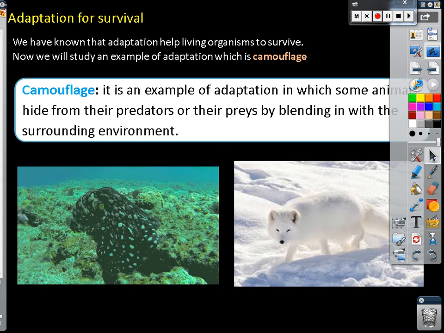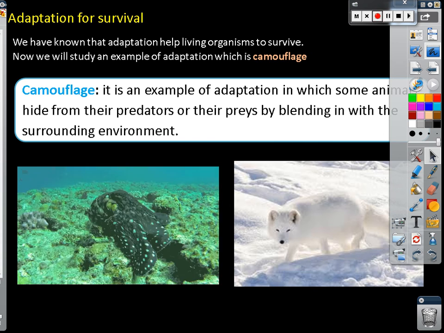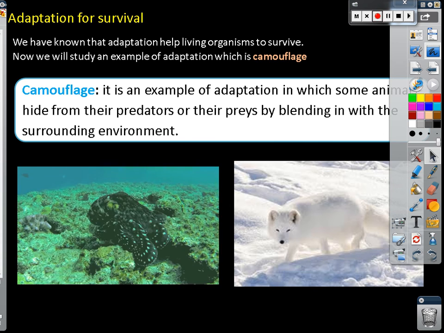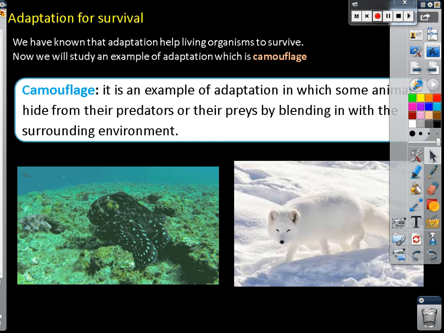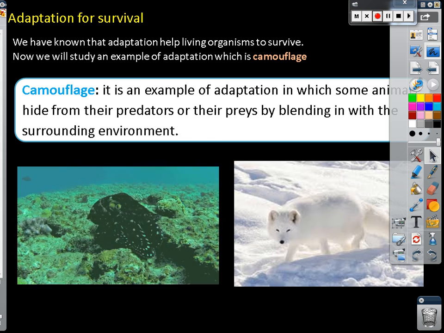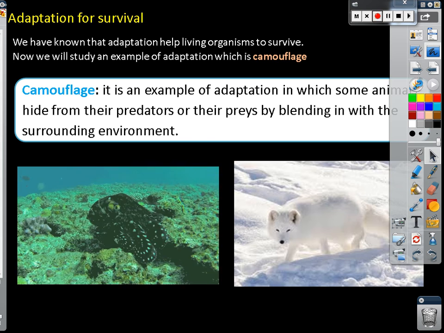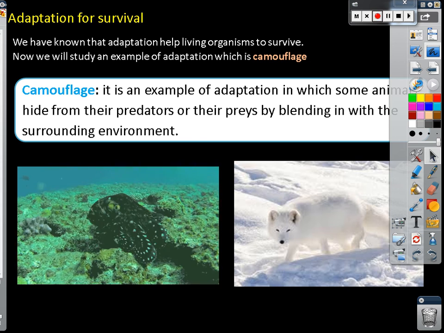So this octopus blended with the color of the rock, so it can be a part of a rock. So we cannot see it, so that's called camouflage. It is the same way in the Arctic fox. It has a white color that is the same color as the ice or the snow around it. So we cannot see this fox.